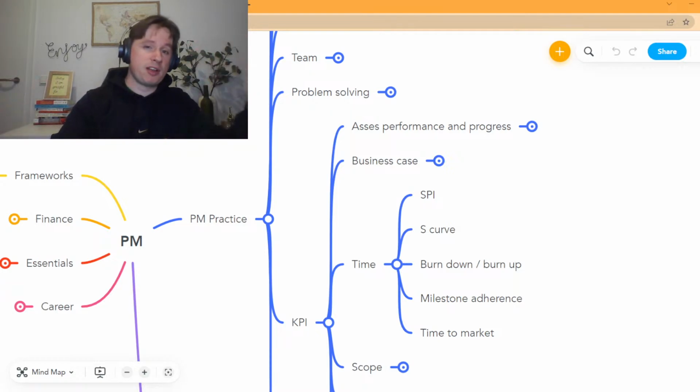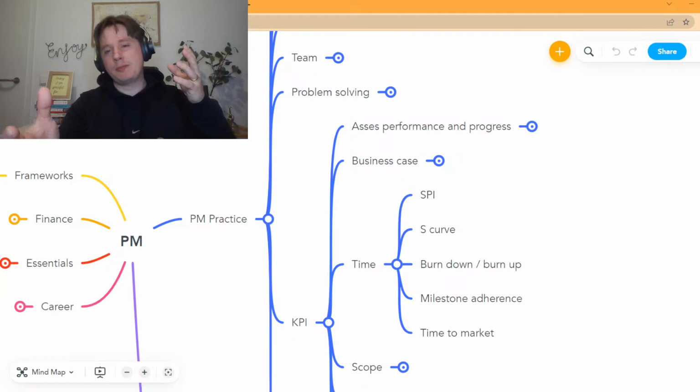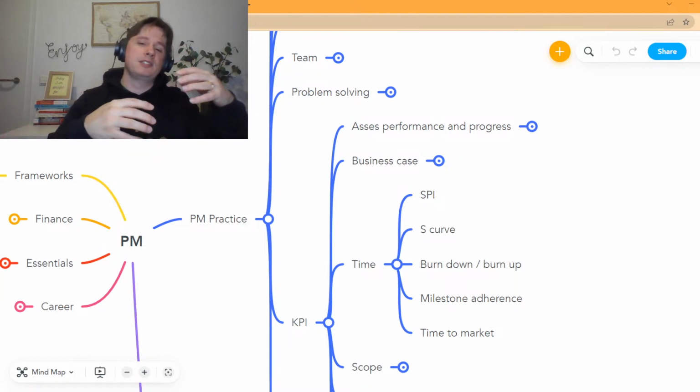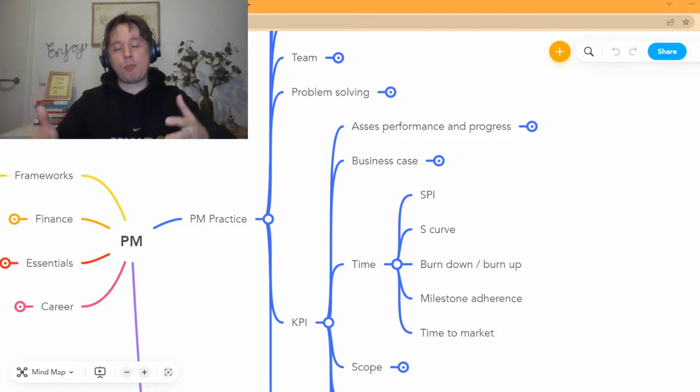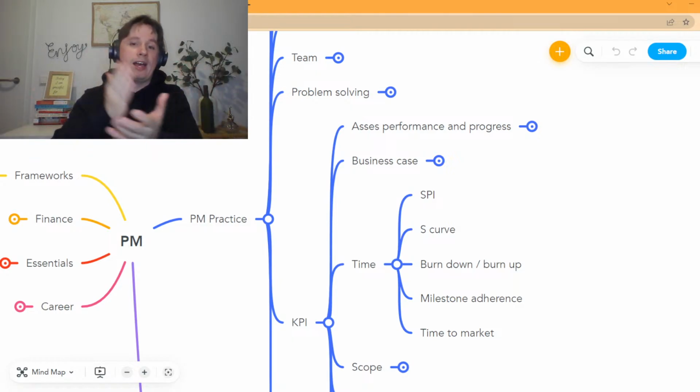I've never seen in practice an SPI KPI implemented as stated by PMBOK, because in reality you have different ways you can do that. But what's really important in this situation is that you have a KPI to measure your time, and you use it, and you make sure it's updated.